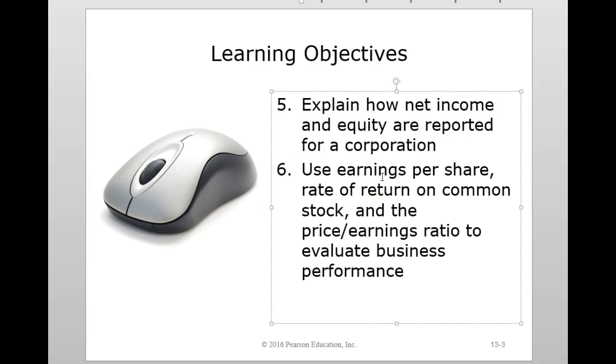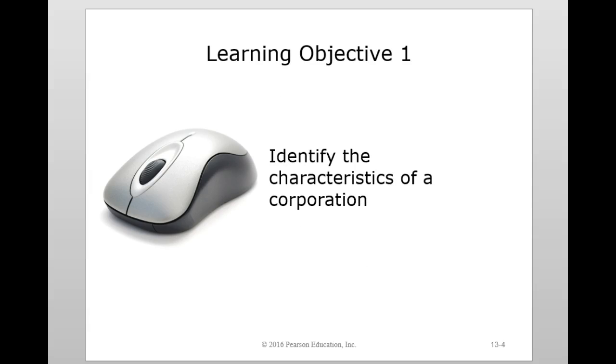We're going to look at some financial ratios: earnings per share, return on common stock or return on equity, and then the PE or the price earnings ratio. All three of those are really important, and you're going to hear a lot of people talking about them. So if you're in business, you need to have at least a passing acquaintance with those. So let's get started with the characteristics of a corporation.